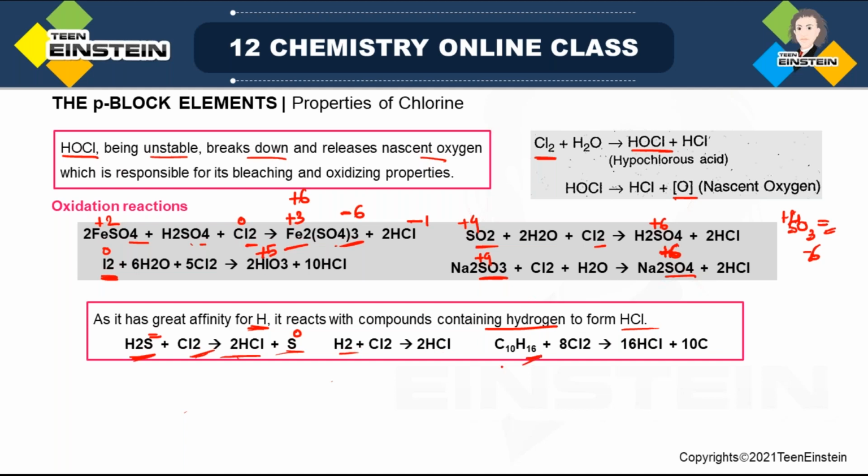And the third example is hydrocarbon, C10H16. Carbon, hydrogen, these 2 elements are already present. So this is hydrocarbon. Here, as chlorine has affinity for hydrogen, HCl is produced and 10 carbon.